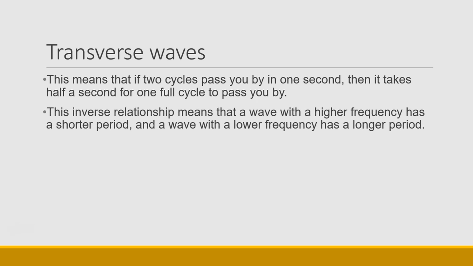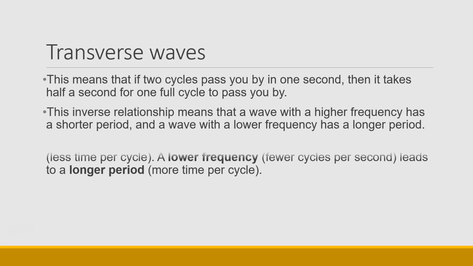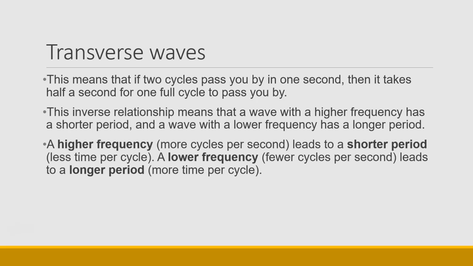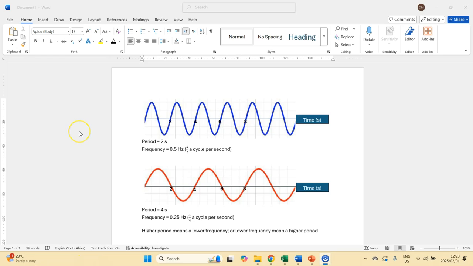This inverse relationship means that a wave with a higher frequency has a shorter period. A wave with a lower frequency has a longer period. That is what an inverse relationship means. A higher frequency leads to a shorter period, and a lower frequency leads to a longer period. And I'd like to explain that in a little bit more detail now.